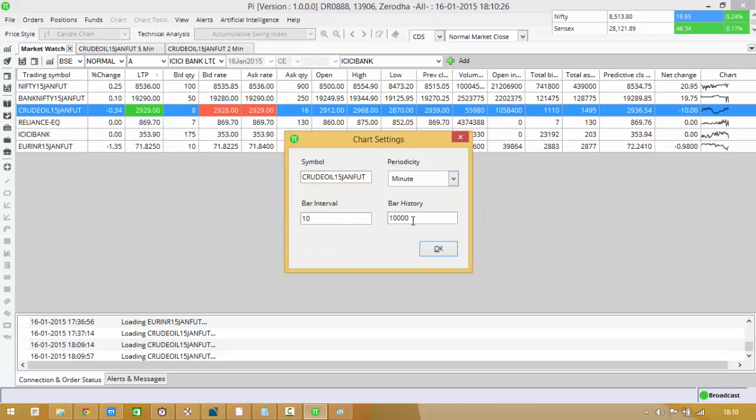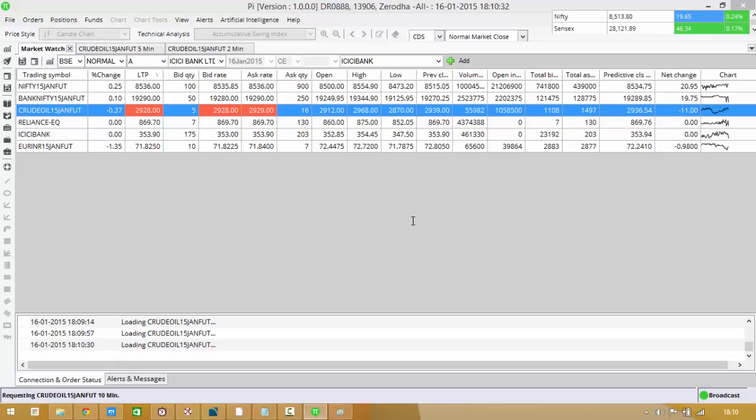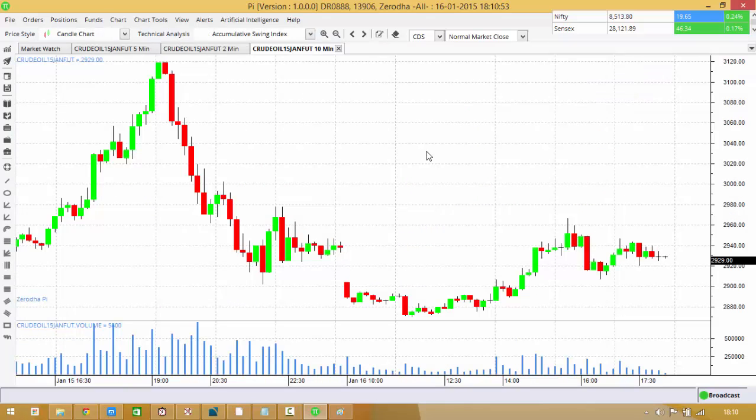Okay, just a second, because if it's a 10-minute one, the maximum is 5,000. Now I've got three different charts of the same script, all open at the same time. I can run backtests, I can view them, and I can understand what's happening in that different time frame for that particular script. Because the 5-minute chart is sometimes very different from the 2-minute chart, and the 10-minute chart is very different from the 5-minute chart.